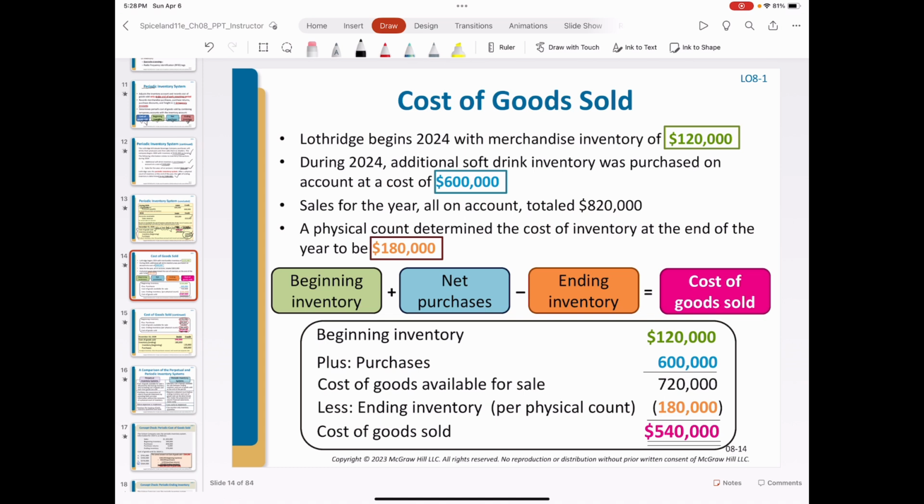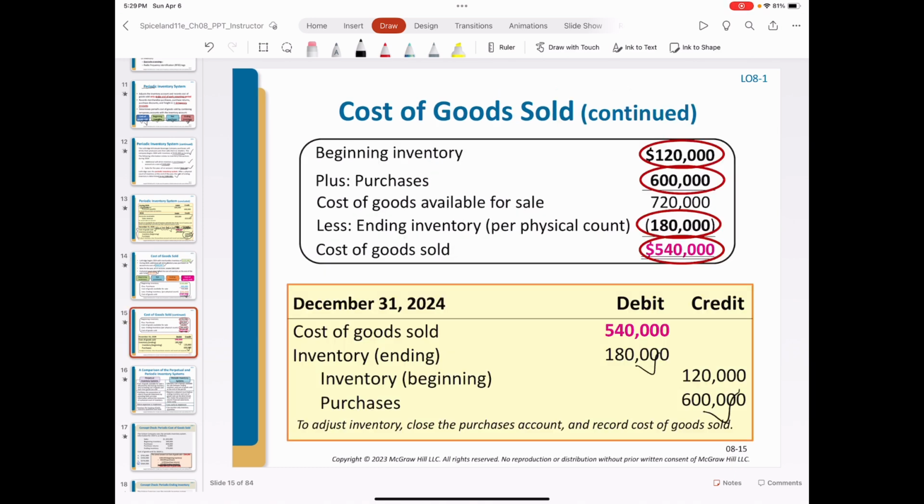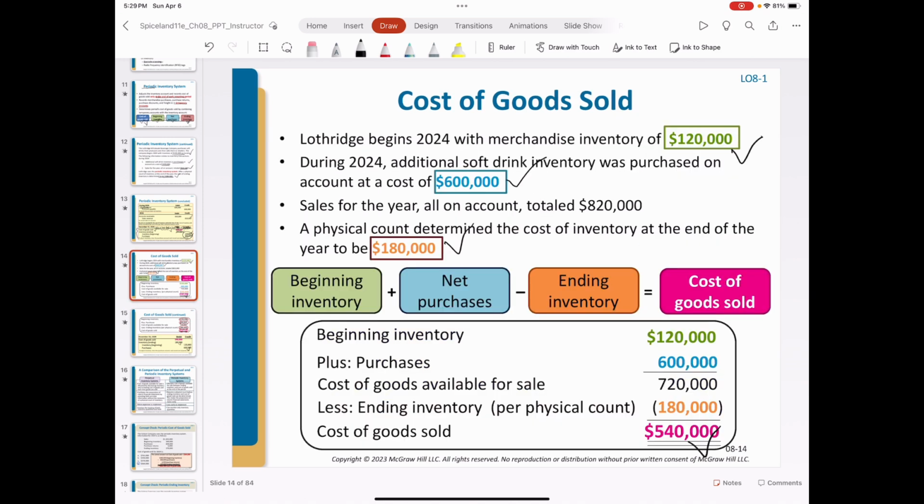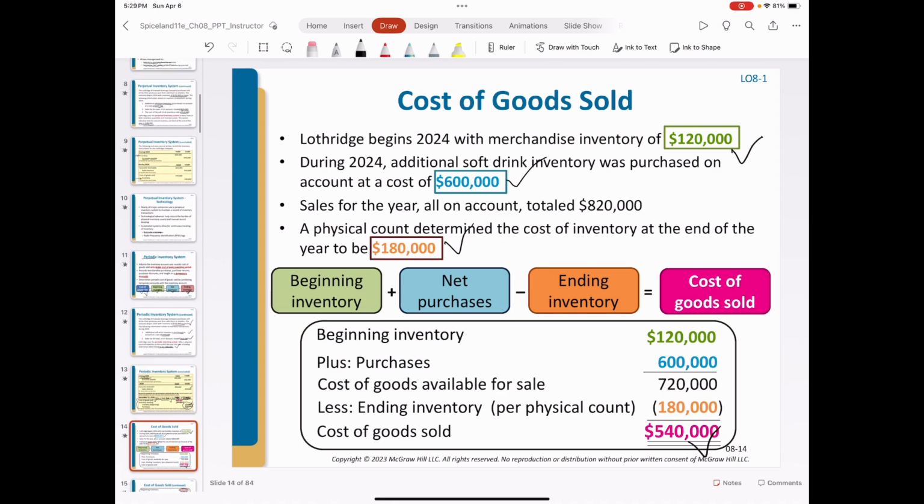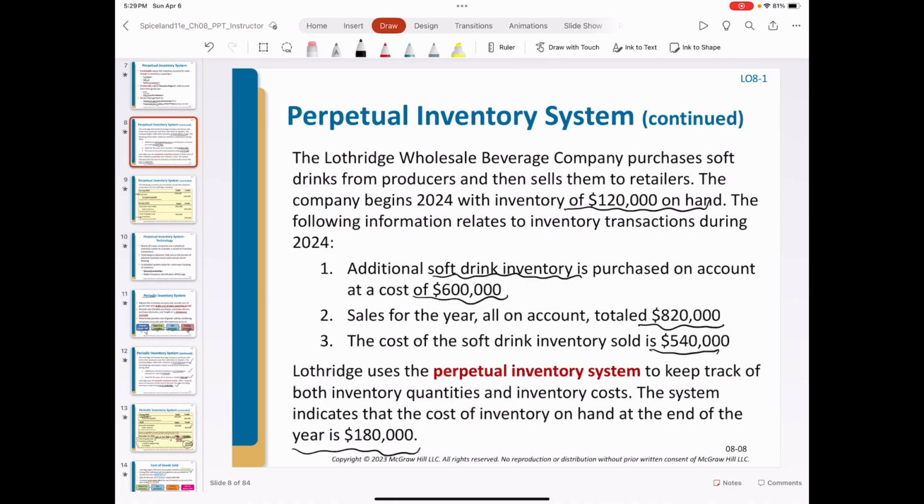So here it shows us the procedures. Beginning balance was available, purchase, ending balance of inventory. So cost of sales, 540. We can make this journal entry. Cost of goods sold is determined by this equation, not from tracking each sales. That's the difference between periodic and perpetual inventory system.